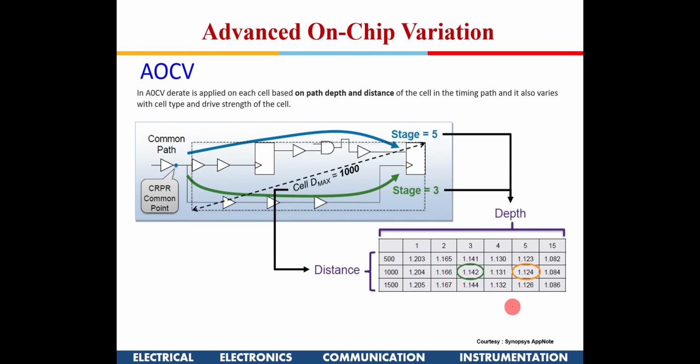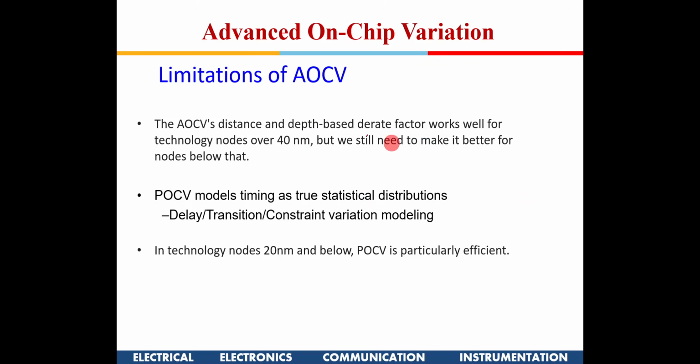So this kind of table needs to be made available, and the tool makes use of this particular lookup table to do the STA analysis. That is known as advanced on-chip variation. So these are some of the limitations. For 40 nanometer technology and below, there are certain issues with this. So we use POCV models generally for technology below 40.